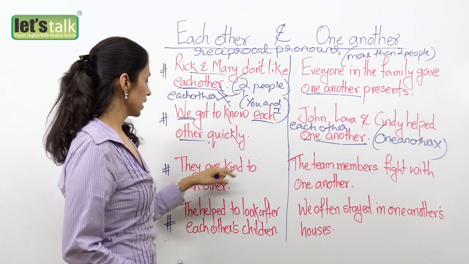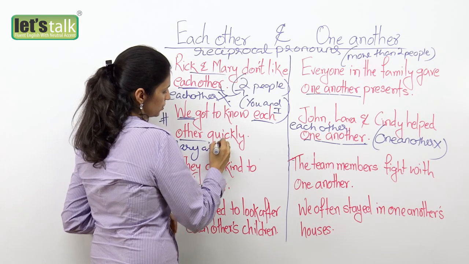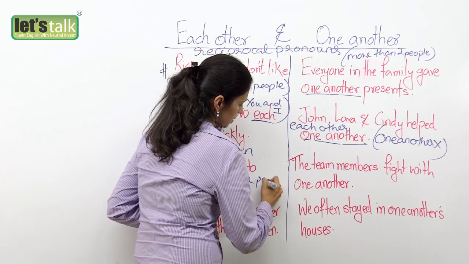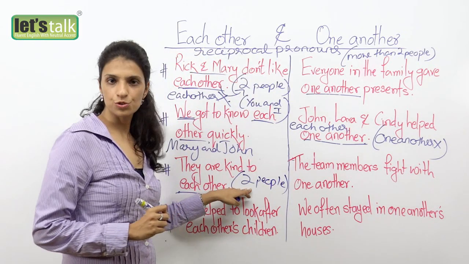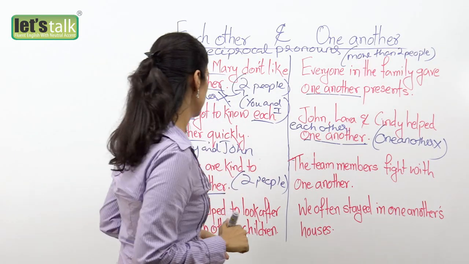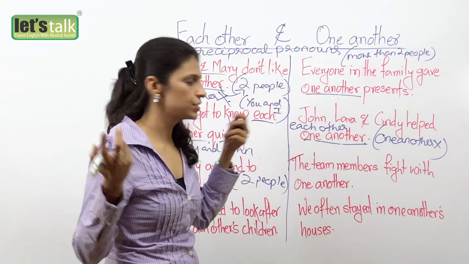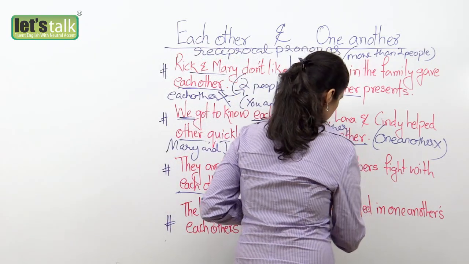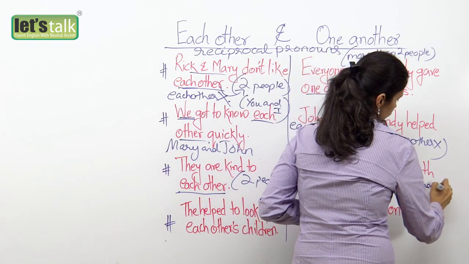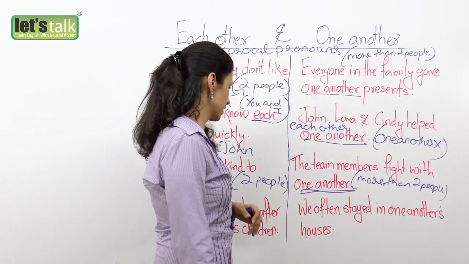So another example, they are kind to each other, two people. So let's say Mary and John are kind to each other. Well, they may be kind to one another, fair enough, but here, because it's two people, I'm going by the traditional use of each other, two people, they're kind to each other, it's mutual, it's reciprocal, right? Now, the team members fight with one another. The team consists of probably say 11, 12, 13, 15, 20, how many ever members? They fight with one another, more than two people. Well, like I said, if you use each other, it is absolutely okay. People would still understand what you're trying to say.